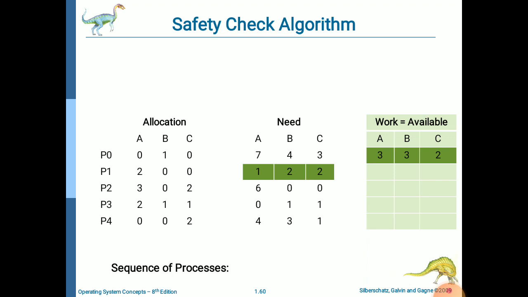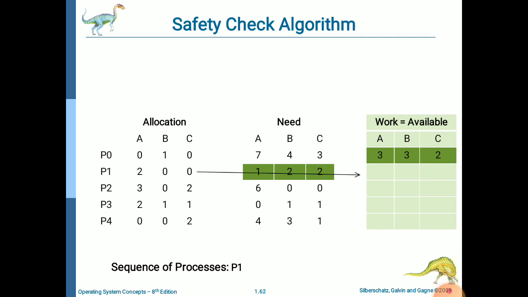So now look at P1, whose need is 1, 2, 2. Is it possible to satisfy? Yes, it is possible to satisfy the P1 need by available resources. So think that it is allocated and P1 is executed and it is returning the resources to the work. So it is returning the allocated resources to the work.